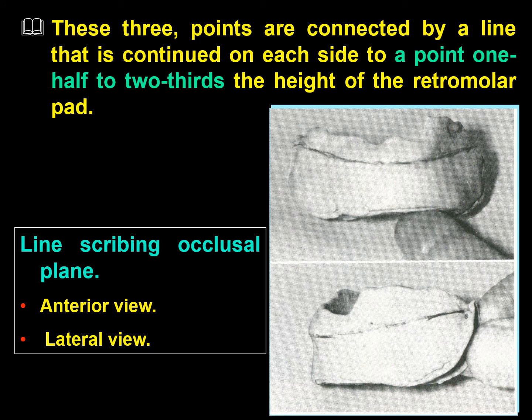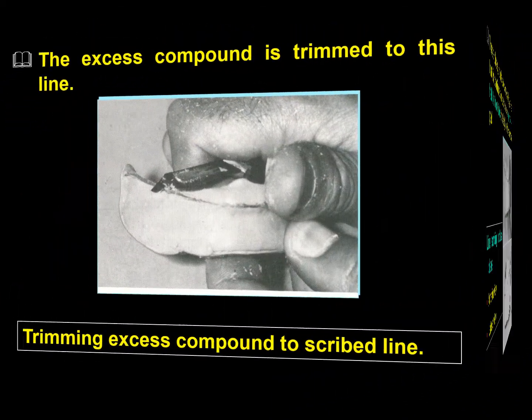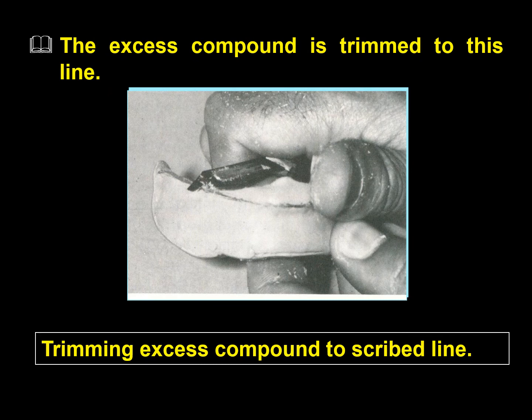These three points are connected by a line that is continued on each side to a point one half to two thirds of the height of the retromolar pad. So make a connection of the three anterior points and extend it posteriorly to one half to two thirds of the height of the retromolar pad. The excess compound is trimmed to the line.